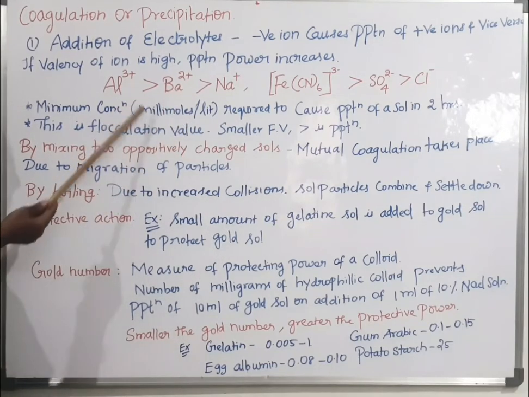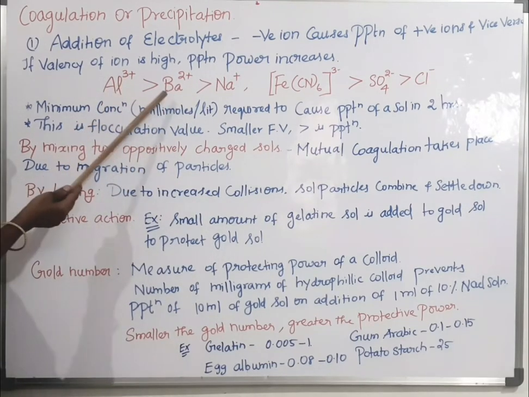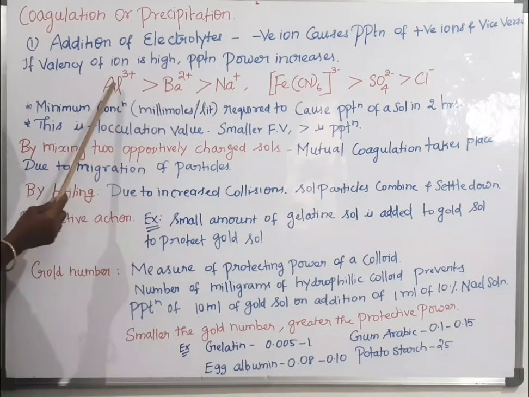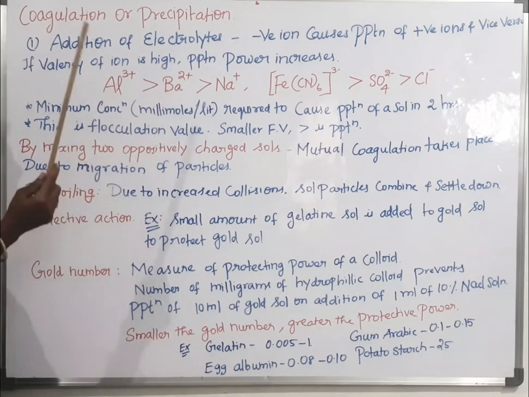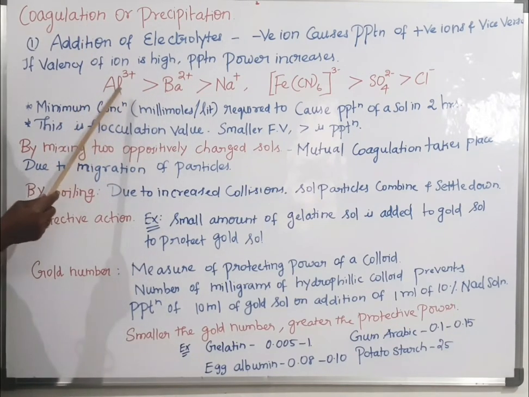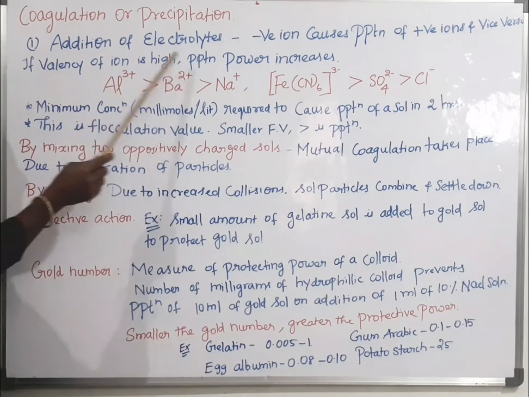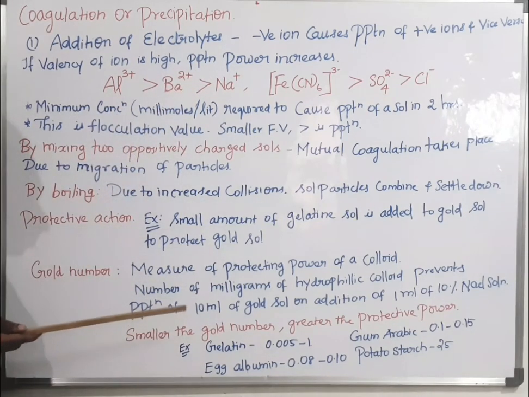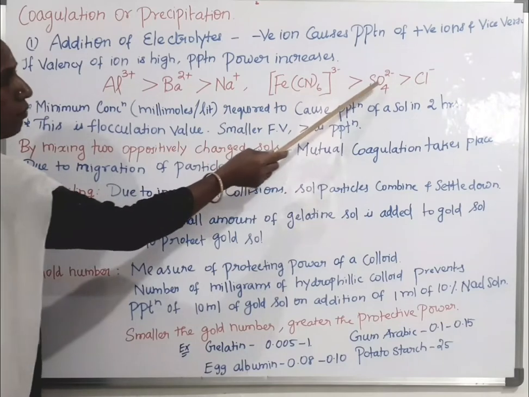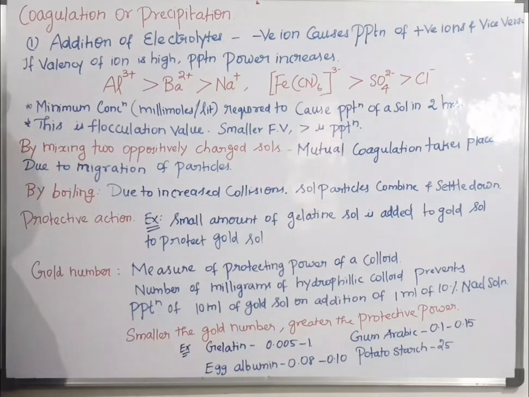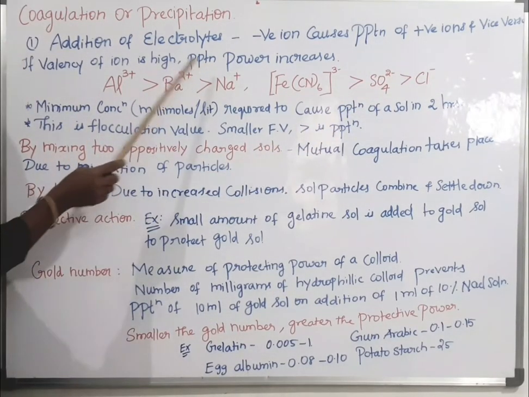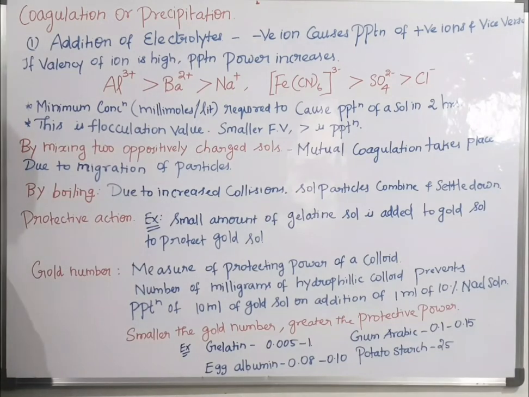So let us see the examples, that is aluminum, barium, sodium. Let us see the valency of these ions. If the valency of the ions increases, then the precipitation power also increases. Hexacyanoferrate ion, sulfate, chloride ion. So based on the valency, the precipitation power varies.